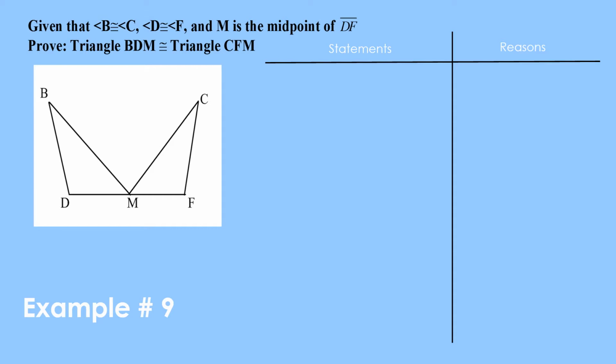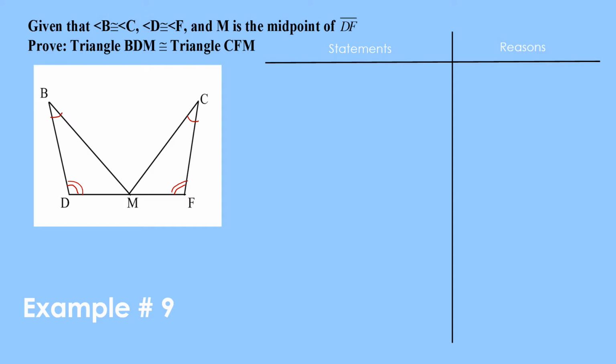So we're given that angle B is congruent to angle C. We're also given that angle D is congruent to angle F. And lastly, we're given, oops, I better put 2 arcs on these angles. And lastly, we're given that M is the midpoint of DF.